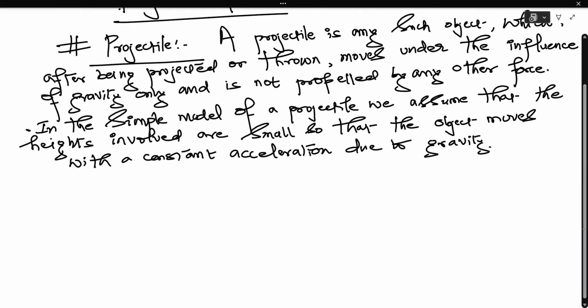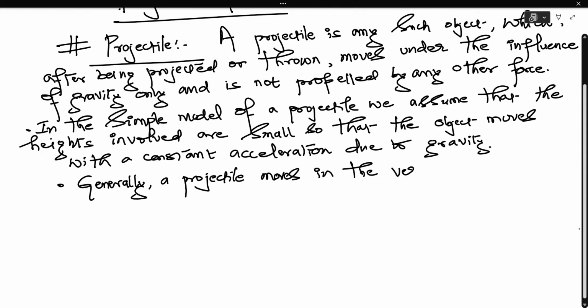Okay. Generally, we can say that a projectile moves in the vertical plane. Projectile moves in the vertical plane. Vertical plane matlab like air, right? If you throw something in air, it is moving through air, it is a vertical plane. Okay? If I throw an object, it is moving over the wall, that is also a vertical plane. Okay? So generally a projectile moves in the vertical plane.